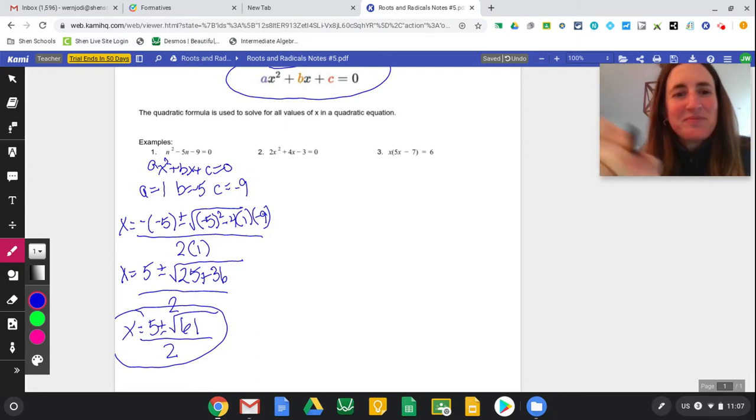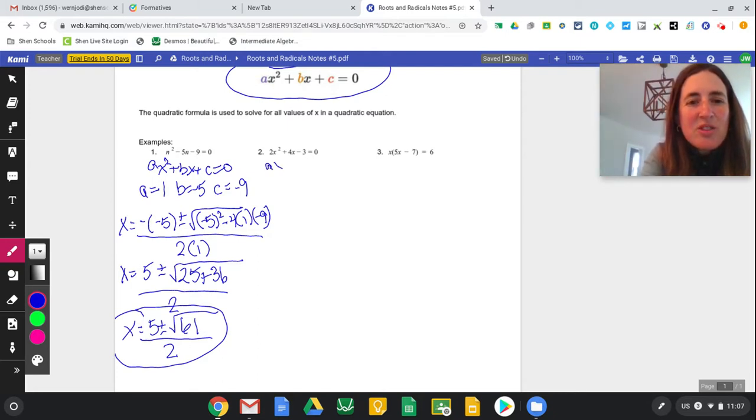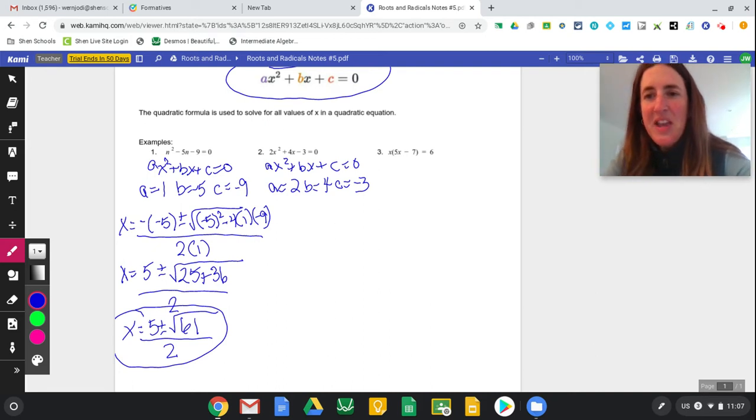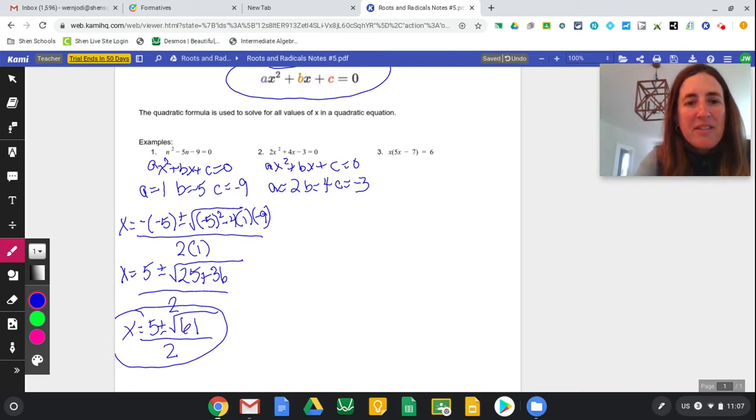Okay, let's check our next one. So now we have ax squared plus bx plus c equals 0. In this case, a is 2, b is 4, and c is negative 3. Okay, we're now going to fill them in. So negative 4, that's a 4, plus or minus square root of 4 squared minus 4, a is 2 and c is negative 3, divided by 2 times a, which is 2.